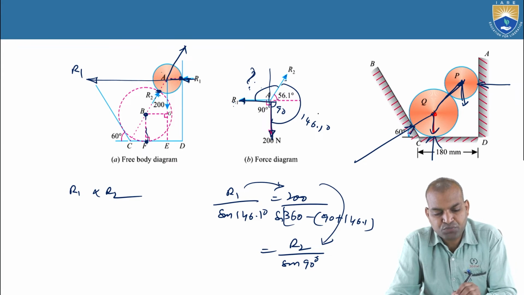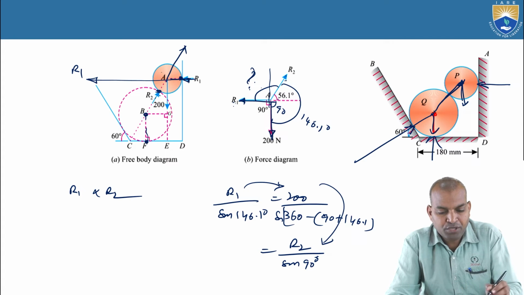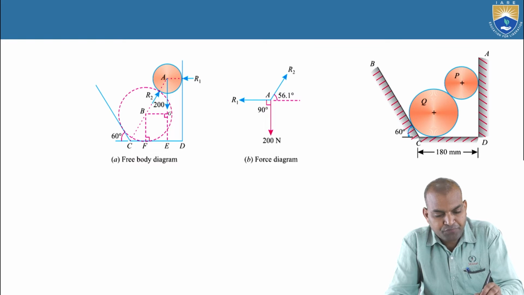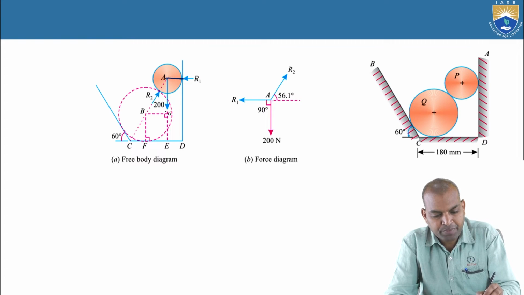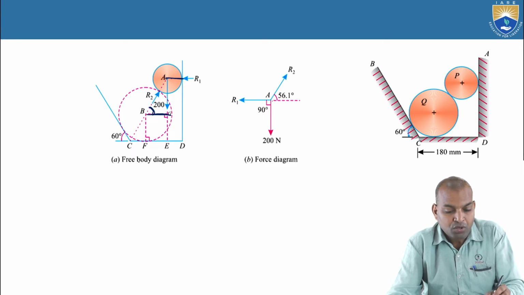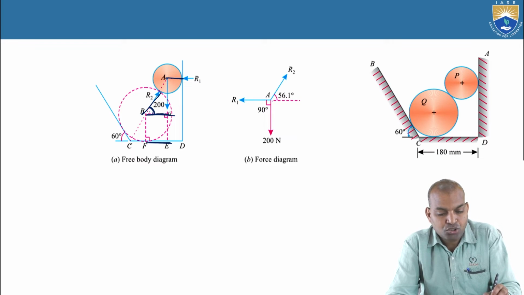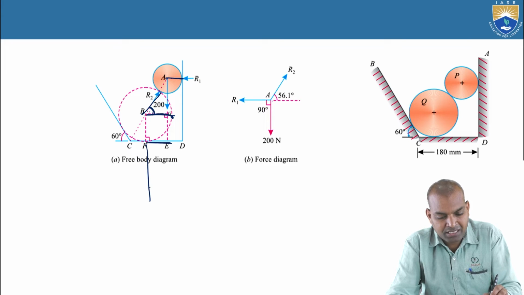How have we calculated this 56.1 degrees? We need this angle, so we have to find out what this force is and what this radius is. Then we can know the angle of inclination with the horizontal. So how to know it? We know the radius. What is the total width? The total width is 180 millimeters.